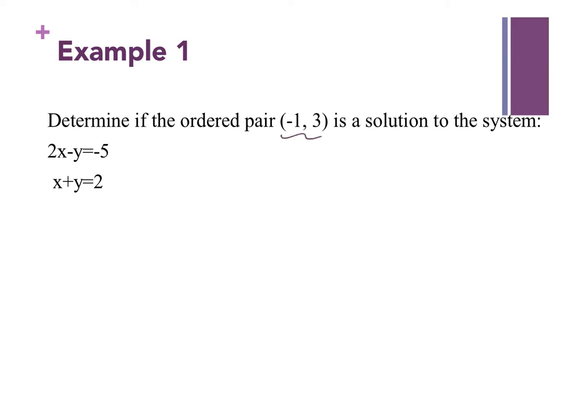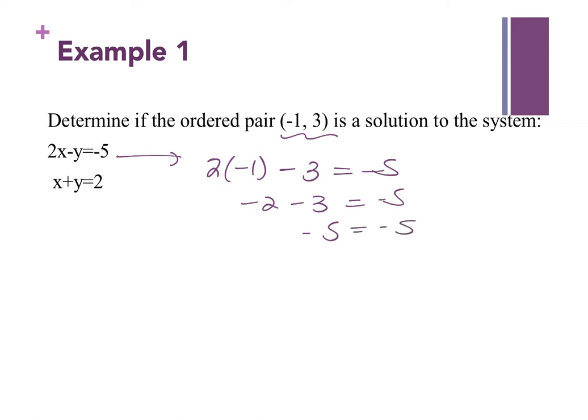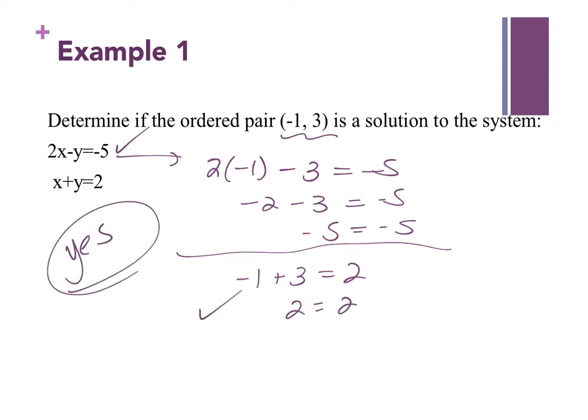So this one says determine if (-1, 3) is a solution to the system. In order for it to be a solution, it has to get plugged into both. So 2 times -1 minus 3 would be -2 minus 3, which equals -5. And -5 equals -5, so it works for that one. Then you have to do the next one. x plus y equals 2. -1 plus 3 equals 2, and 2 equals 2. It works for that one as well. The answer to this would be yes. If it worked for one, not the other, it's no. Obviously, if it works for neither, it is also no.